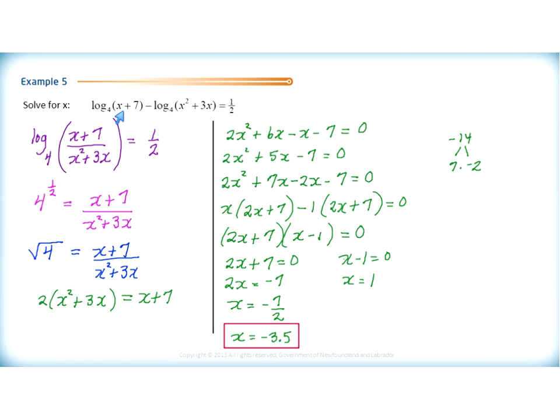When x is equal to 1, here you would be taking the log of 8, that's okay. And here you would be taking the log of 4, and that's still okay. So in this case, we have two solutions. x equals negative 3.5 and x equals 1.